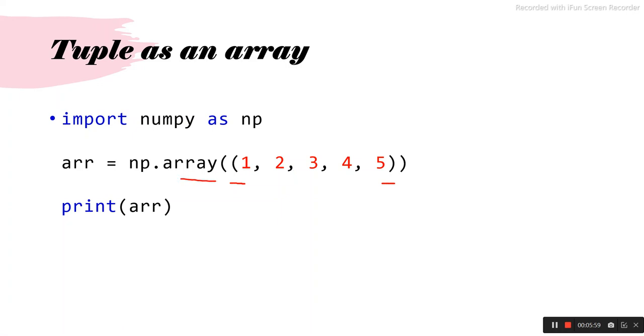Otherwise the same contents will be there. Nothing special. This is just to show you I can supply the list and create an array, and I can supply the tuple and create an array.